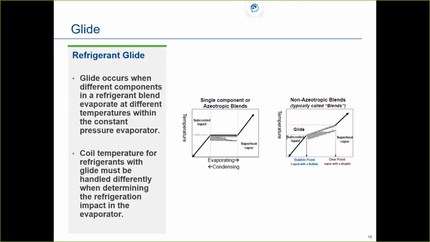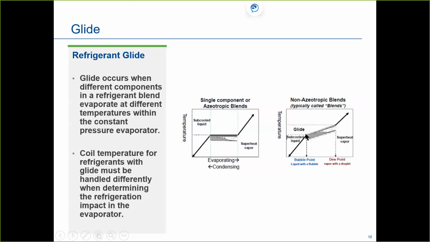Glide occurs when different components in a refrigerant blend evaporate at different temperatures within the constant pressure of the evaporator. Now we have 2 different types of glide, okay? Single component or azeotropic blends. Azeotropic blends are refrigerants with 2 components or more that have the same boiling point, or are very close to the same boiling point. We could say 410A is the same, an azeotropic. A non-azeotropic blend is something that has different boiling points.